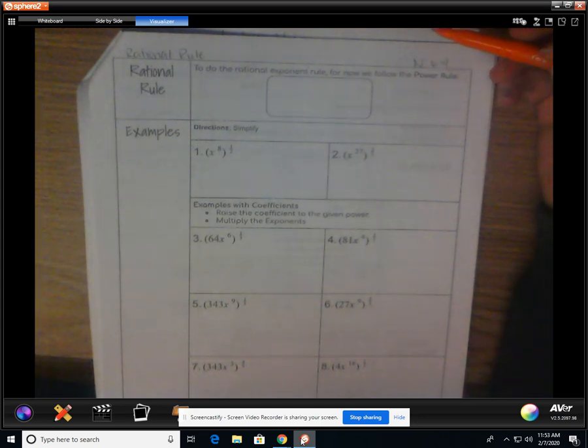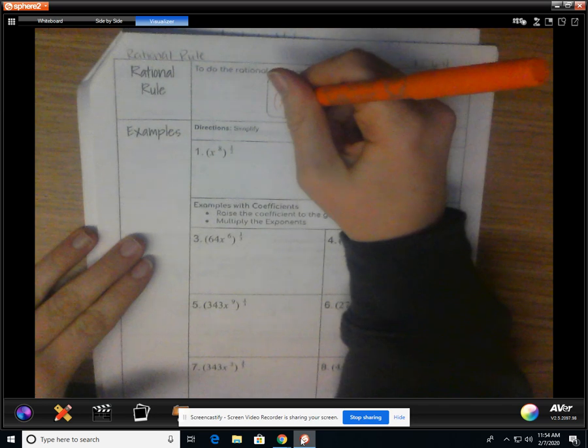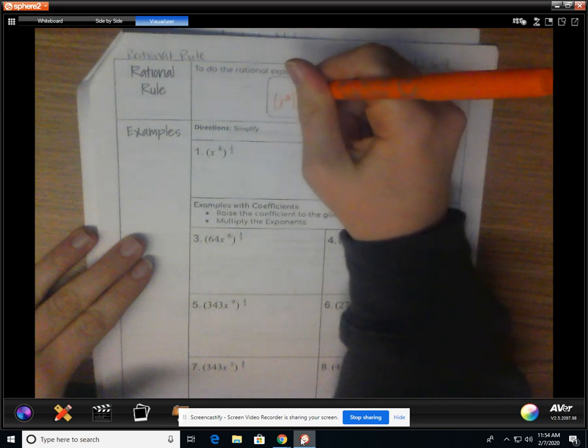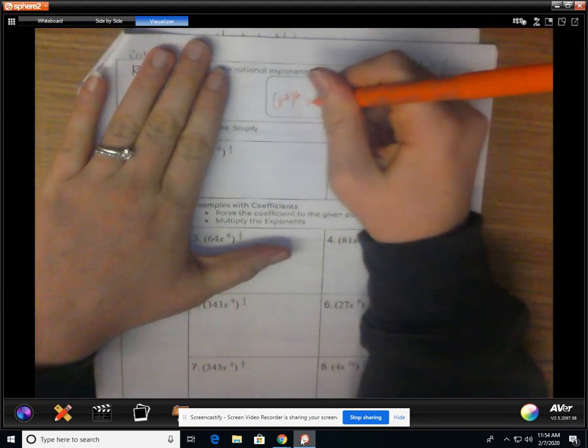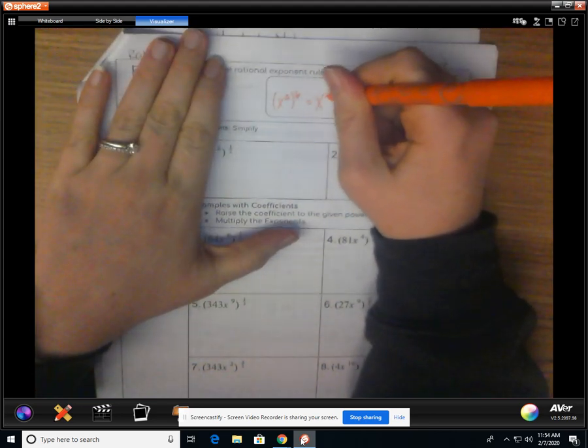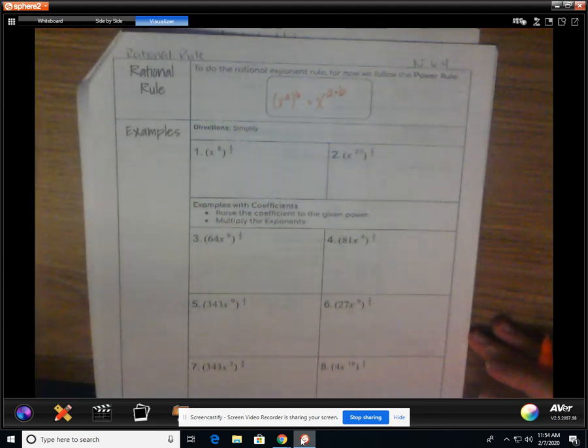For right now, for us to do the rational rule, we're just going to apply the power rule. And remember that the power rule is just x to the a and then to the b on the outside equals x to the a times b. So therefore, today our directions just say to simplify.